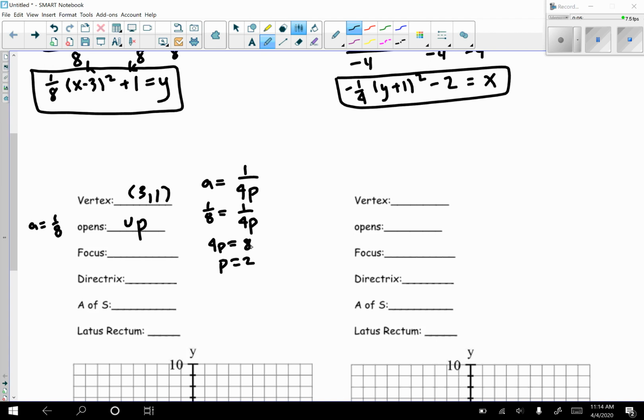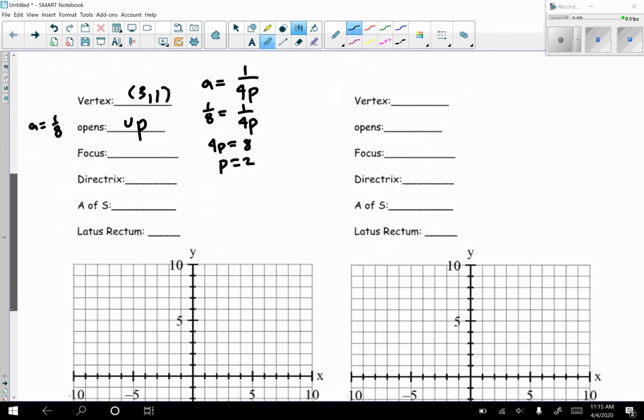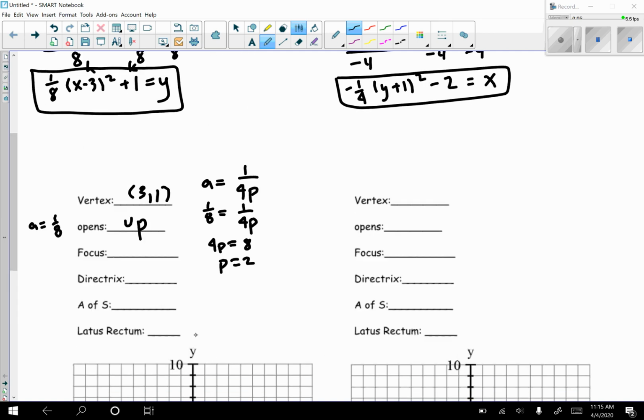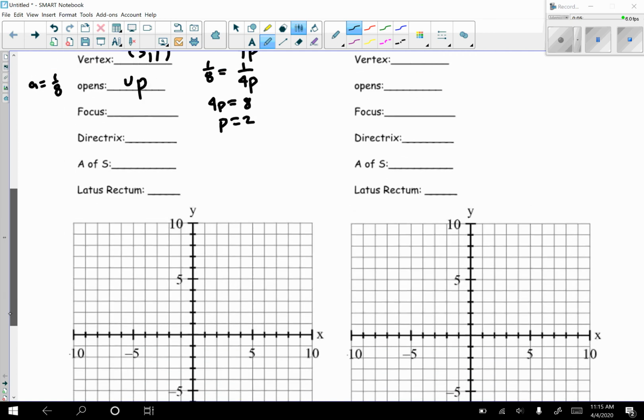So remember that is the distance from the vertex to the focus and the vertex to the directrix. So the easiest way to figure out exactly where your focus and directrix are, actually, is to plot it on the graph. So we're going to go ahead and plot the vertex, which is at 3, 1.